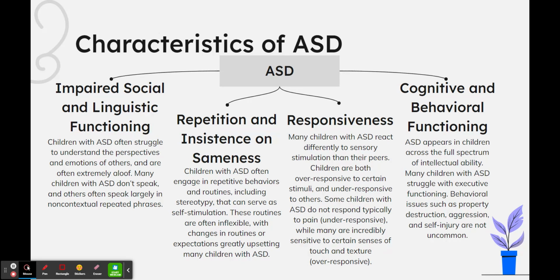Children with autism spectrum disorder often have very repetitive behaviors known as stereotypy, and also have very strict routines that are very inflexible and can even result in what the textbook refers to as a meltdown when these routines are changed. Children with autism spectrum disorder can be either over-responsive, under-responsive, or even a mix of both, where certain stimuli can be very overwhelming for them, where that wouldn't be for their peers without autism.